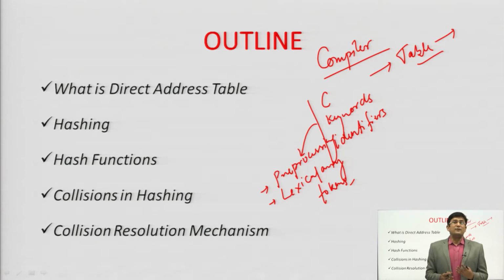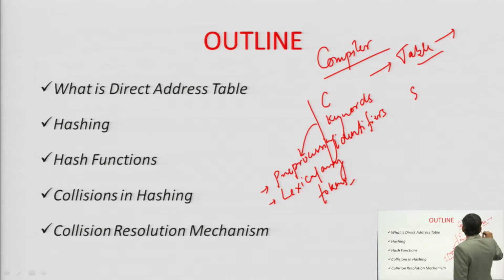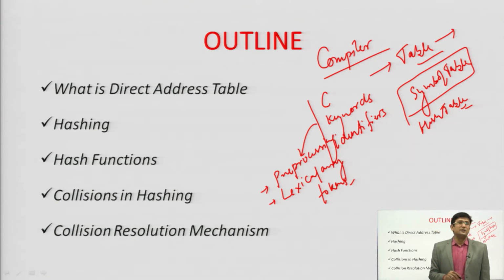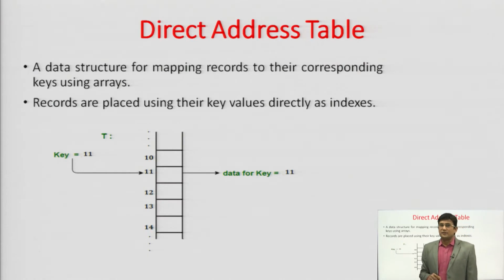That's why we need a very fast table. So, the fast lookup table is known as the symbol table. So, the symbol table is also an example of the hash table. So, hashing is a technique wherein we require a very quick reference of our data item. Let us look at the direct address table.